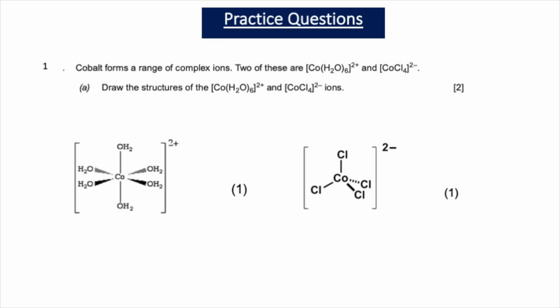Now it's also important when drawing the [Co(H2O)6]2+ ion that bonds come from the oxygen, not the hydrogen in water, because it's the oxygen that has the lone pairs of electrons that form the coordinate bonds to the transition metal ion. Now this is a 2-mark question, 1 mark for each correctly drawn structure.